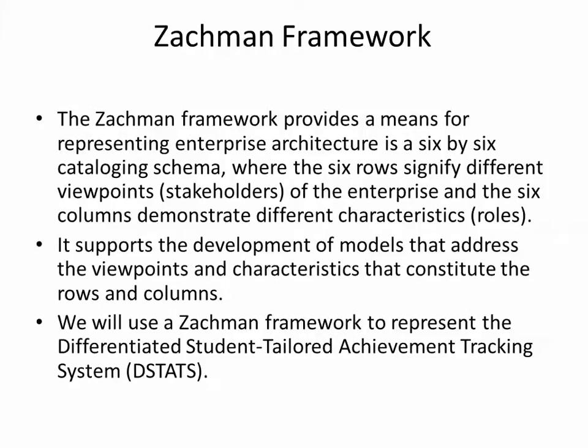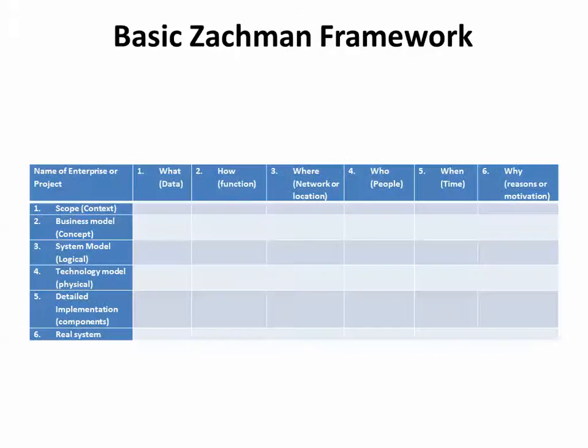The Zachman framework is a system that provides a means to represent enterprise architecture in a matrix of 36 cells, 6 rows and 6 columns, and it provides the ability to model viewpoints and characteristics of those viewpoints. For this video, we will look at the Zachman cells and how we can fill them up with the needed information to represent this Dstats system.